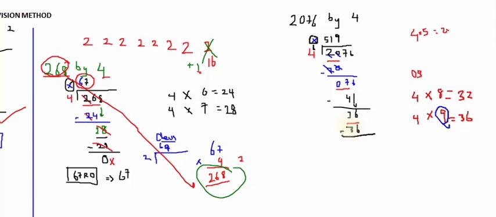When we subtract, we're left with what? 0. And this becomes our final answer. So when 2076 is divided by 4, we end up with the answer up here. The answer is always here. That is 519. So let's check whether our answer is correct.